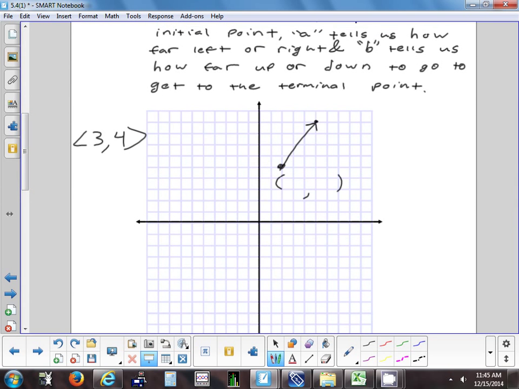Okay, what's the coordinate of my initial point? 2, 6. Yeah, 2, 6. How about my terminal point? 5, 9. So the goal is to somehow figure out how you could get that vector using those 2 points. What could you do?